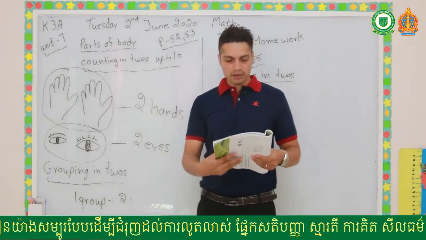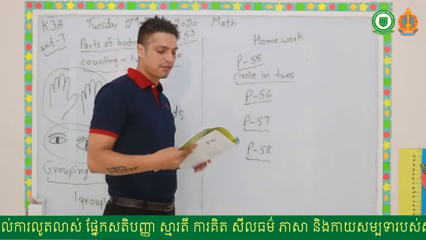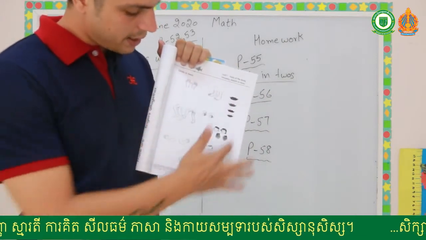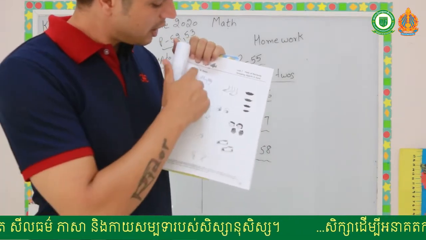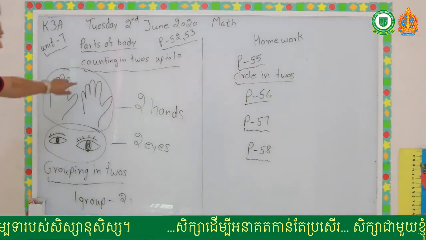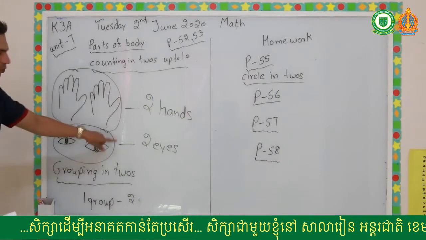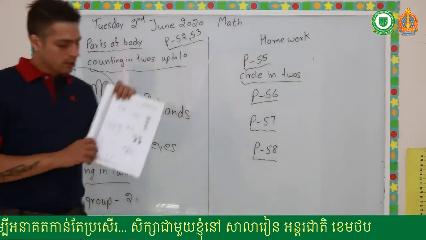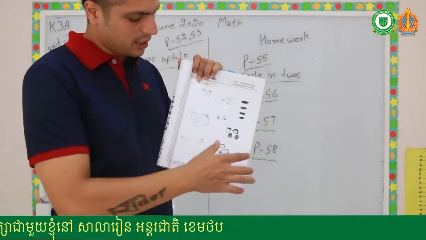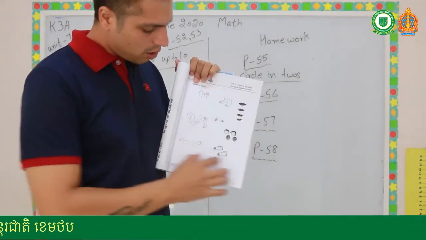So coming on to your homework, your first homework is on page number 55. So as you can see, some body parts here. Circle in 2s, like I did here. See, you can see 2 hands, 1 circle, 2 eyes, 1 circle. So you need to do the same here, like here, 2 hands, 1 circle. So do the rest with all of the pictures.